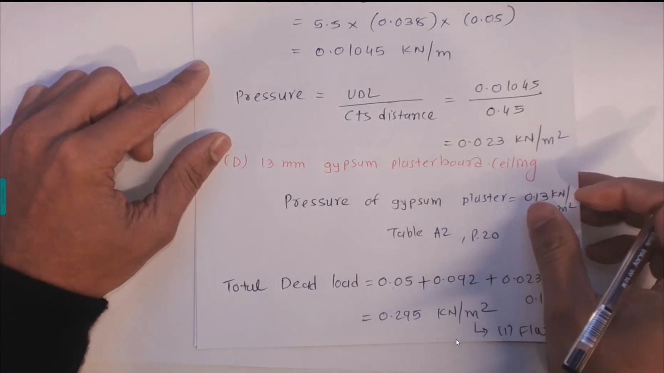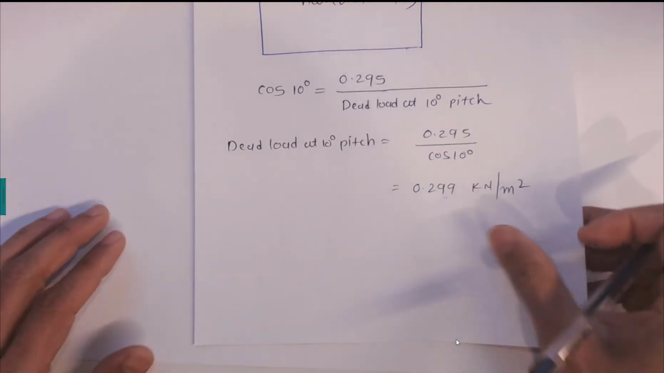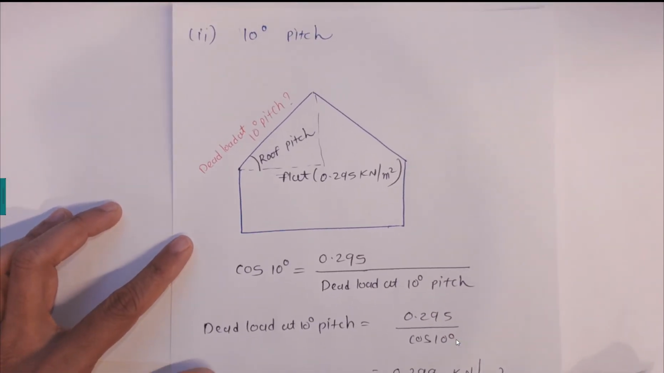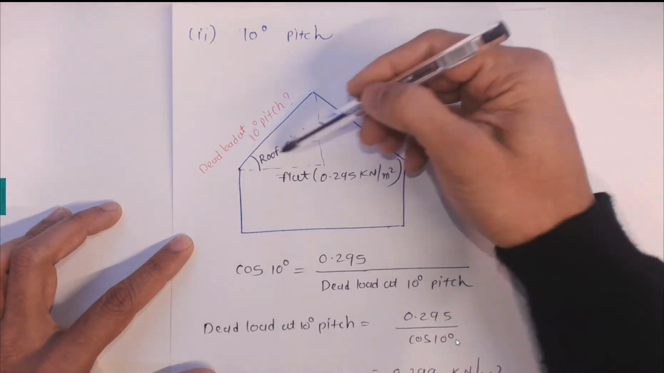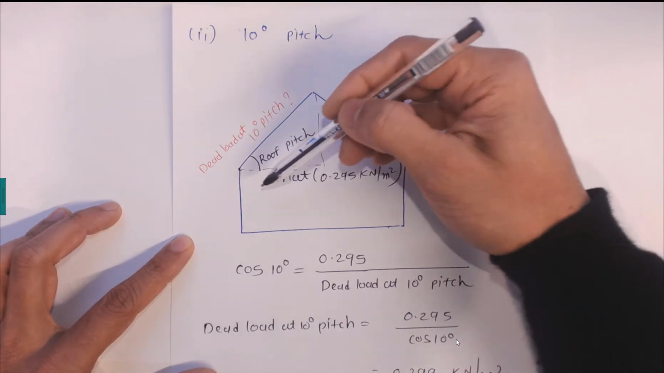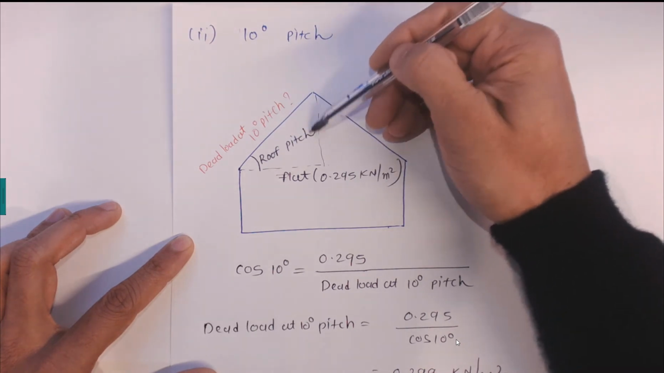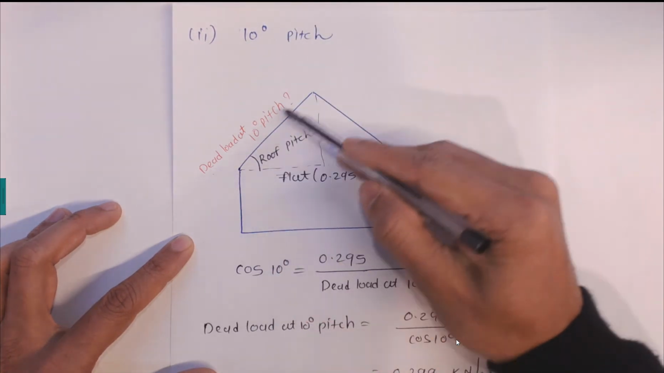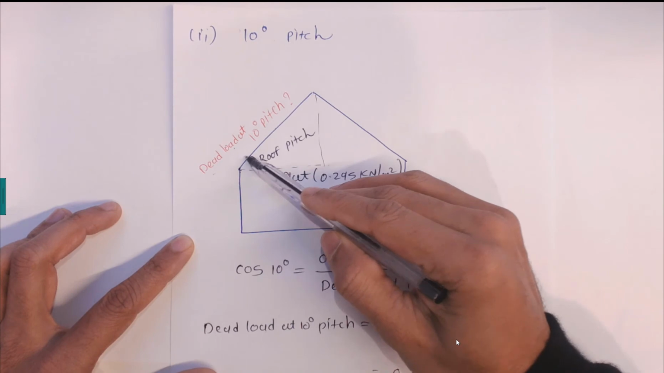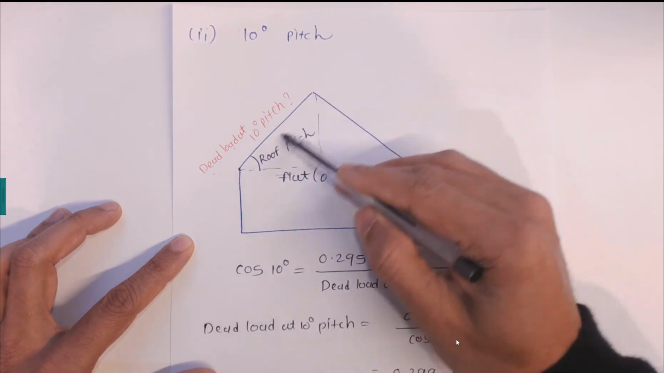Now the second case is a 10-degree pitch. The question is asking to find the dead load at the 10-degree pitch. So if I show the roof pitch here, typical case, this is the flat condition, and this is the roof pitch, 10 degrees given for this one. Now we need to calculate the dead load at 10-degree pitch. So we need to look for the dead load in these positions.